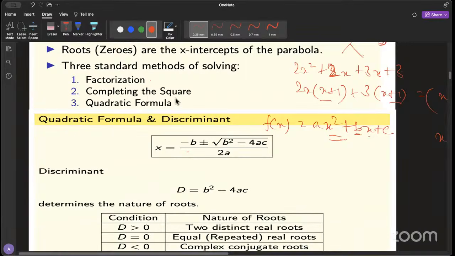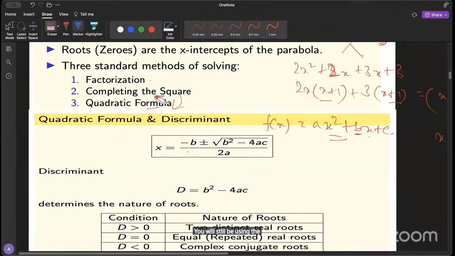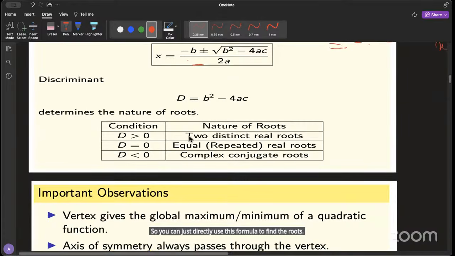And completing the squares, by the way, leads to the quadratic formula. So what you'll eventually be using, even if you're using the completing the squares method, is the quadratic formula only. So you can just directly use this formula to find the roots. And this is about the discriminant. This thing in the square root is called the discriminant. And a lot of things depend on the discriminant.